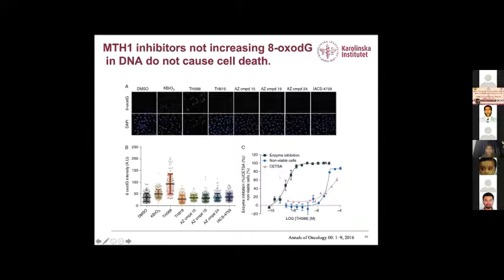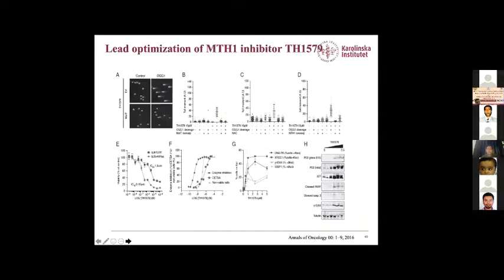And then we also have the correlation with the enzyme activity, the non-viable cells, and CETSA. So we found that we have very good correlation: if you have the high enzyme activity inhibition, then definitely the cells are less survivable, and then you have the good engagement. But the same thing we did not find with the other inhibitors. And then we presume that the drugs which did not induce 8-oxoguanine don't kill the cancer cells.